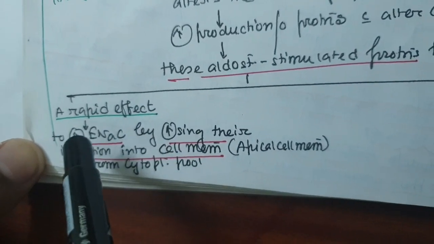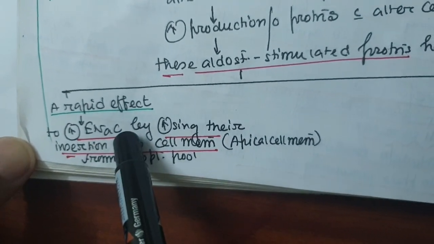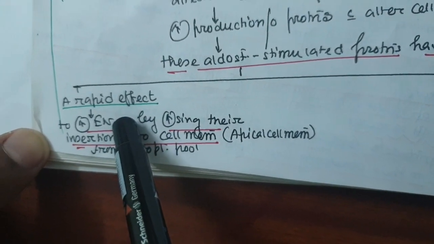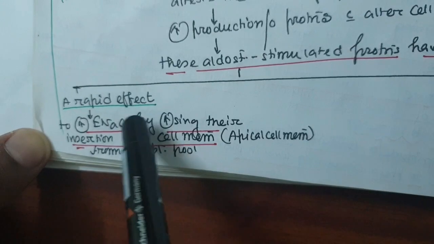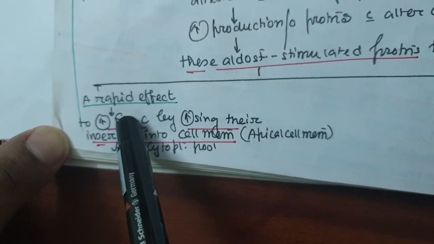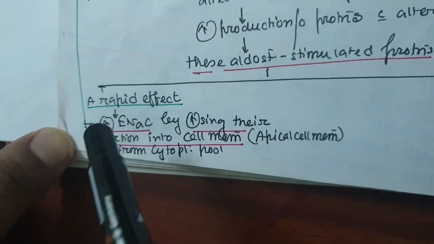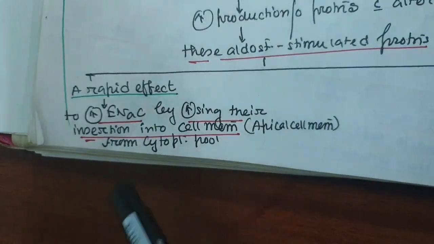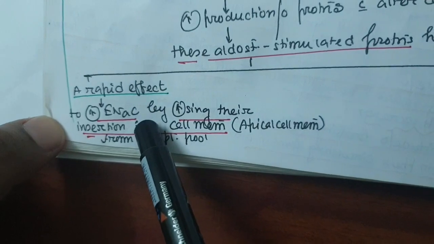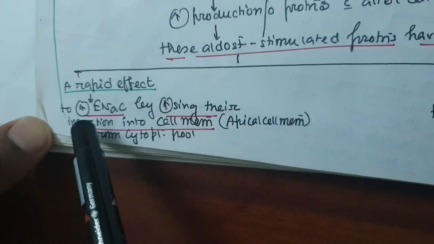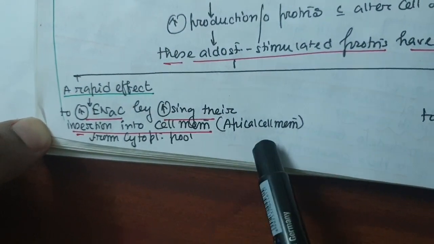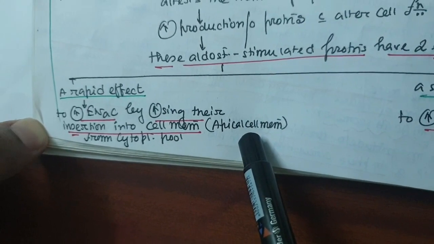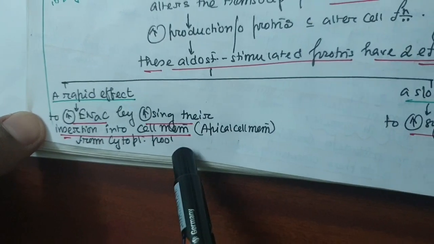What is this? It is the epithelial sodium channel. This also we will see when we talk about renal physiology. Now remember, this ENaC, the epithelial sodium channel, permits the movement across the membrane of sodium ions only, and thereby increases their insertion into the cell membrane, particularly the apical cell membrane of the renal tubules, that means nephrons, from the cytoplasmic pool.